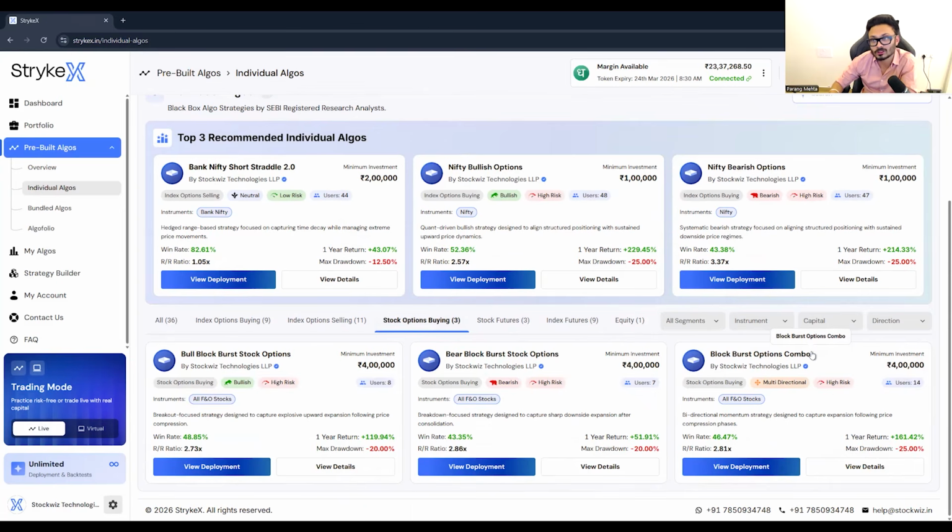Now, what does the blockburst strategy do? It basically takes up to 4 positions at any given point of time. So the bull blockburst will only take bullish trades, the bear blockburst will only take bearish trades, but the combo will take total 4 trades, some bullish, some bearish. So a good choice is the combo, but remember it has a maximum drawdown of 25%. This is a high risk strategy. This is only for those people who like higher risk.